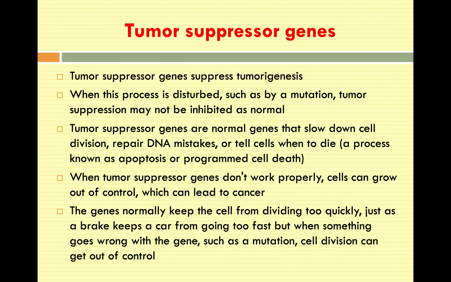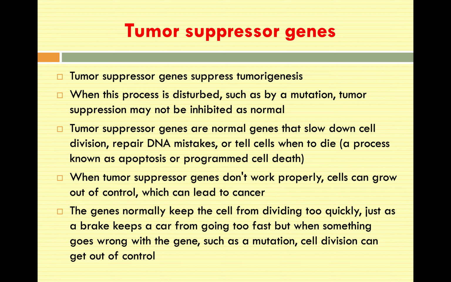So the other component to cause cancer is the tumor suppressor genes, as we know. Its function, of course, is to suppress tumorigenesis or control tumor formation. But when the process is disturbed, usually by mutation, tumor suppression may not be inhibited as normal, which means your tumor could now probably grow as normal or probably double up.